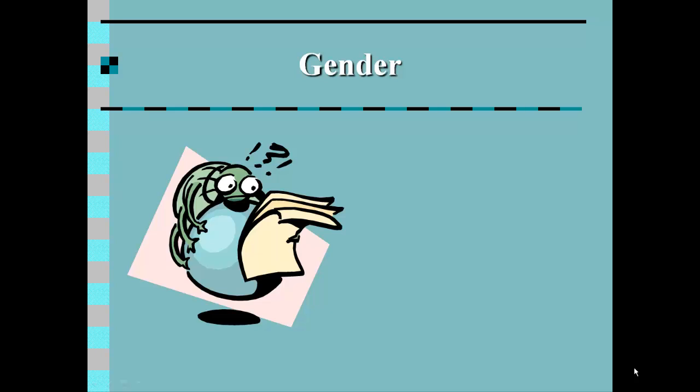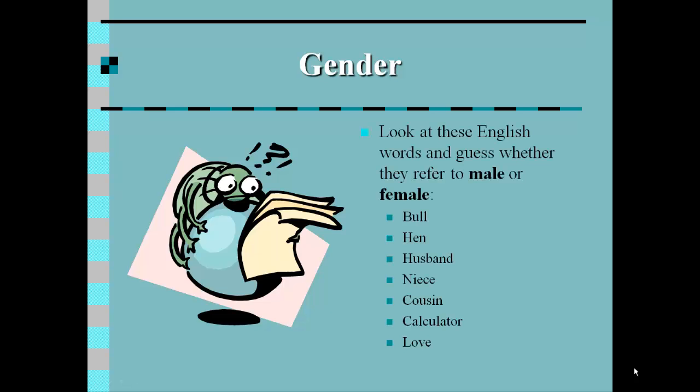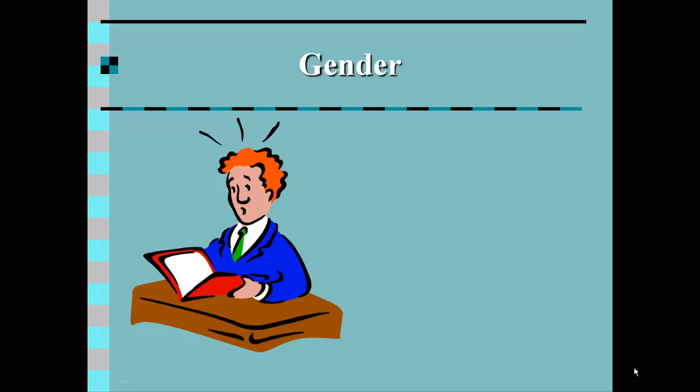Starting with gender. In English, we think about male and female whenever we hear the word gender. And it doesn't really apply to our grammar structures. Look at these words. Well, some of them are obviously masculine because they refer to males.